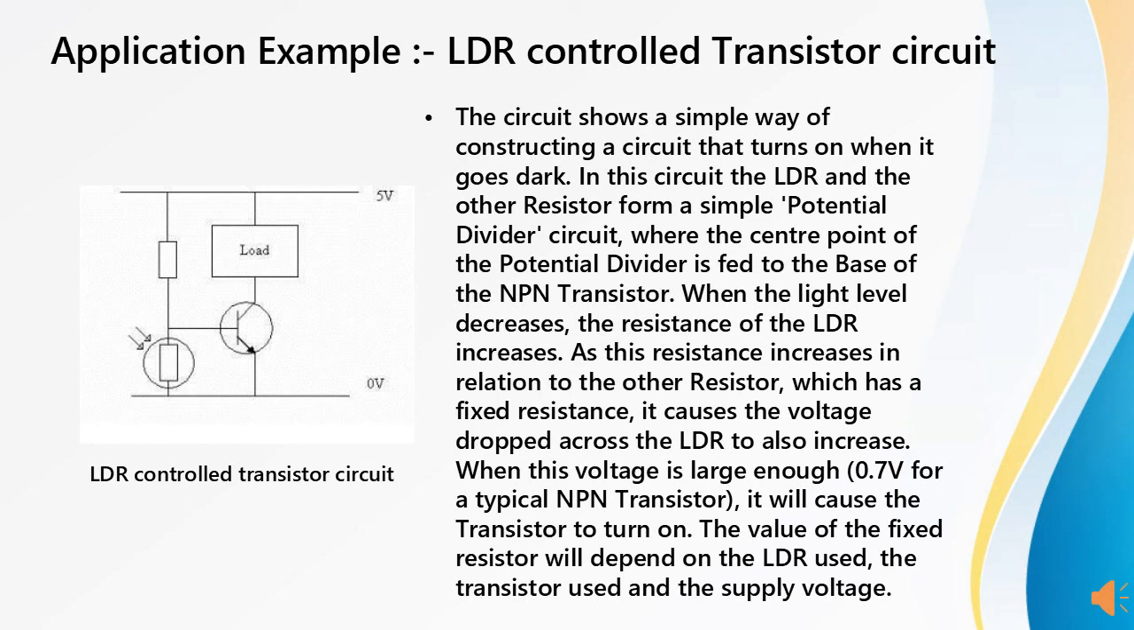When the light level decreases, the resistance of the LDR increases. As this resistance increases in relation to the other resistance, which has a fixed resistance, it causes the voltage drop across the LDR to also increase. When this voltage is large enough, it will cause the transistor to turn on. The value of the fixed resistor will depend on the LDR used, the transistor used, and the supply voltage.